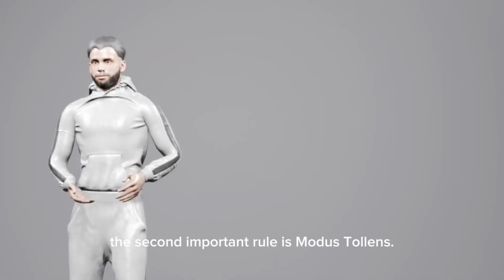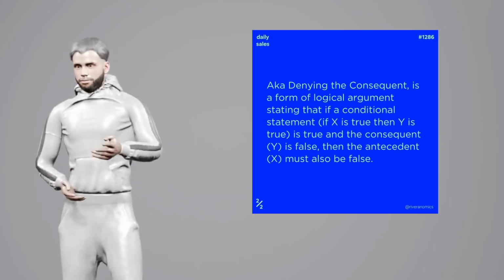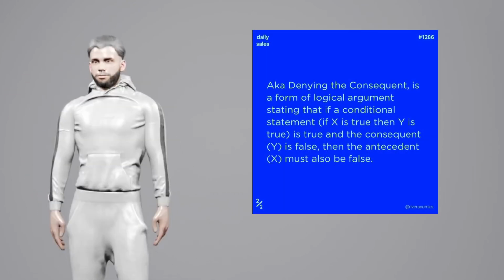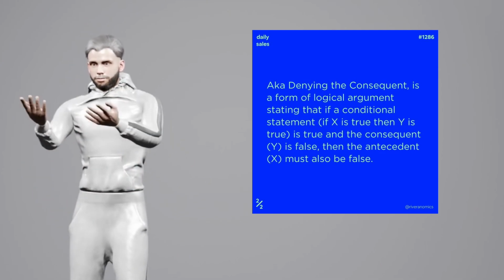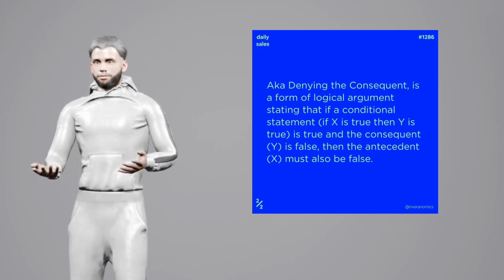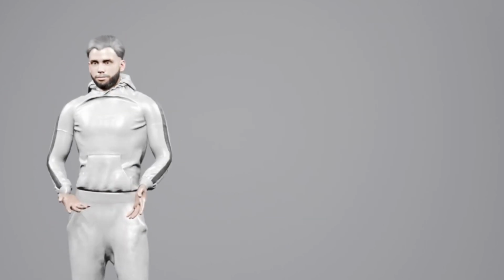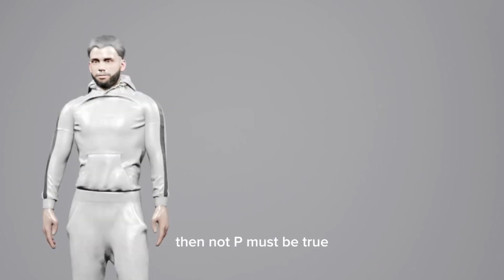The second important rule is modus tollens. Also known as denying the consequent, it is a form of logical argument stating that if a conditional statement, if X is true then Y is true, and the consequent, Y, is false, then the antecedent, X, must also be false. If P then Q and we know not Q is true, then not P must be true.